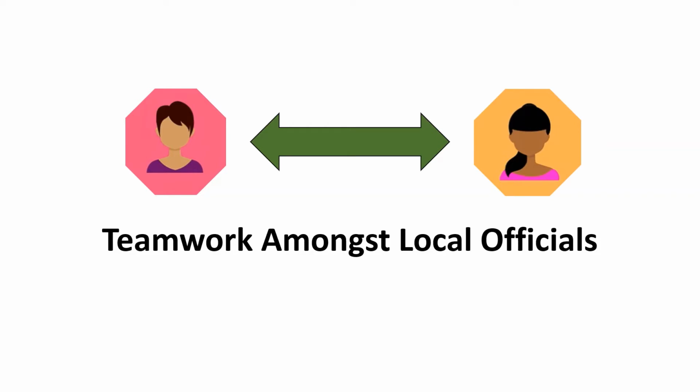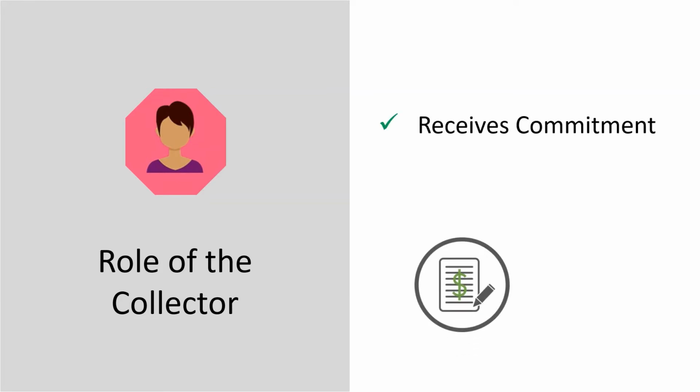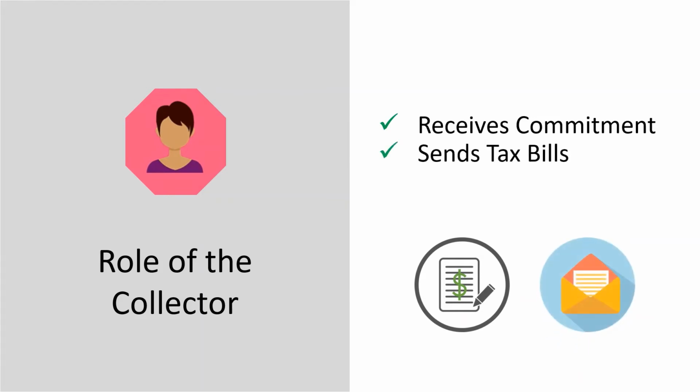Let's look at just a few of the responsibilities of other local officials. The tax collector is responsible for billing and collecting all taxes committed by the assessor. As mentioned, the collector receives the tax commitment from the assessor, sends bills to taxpayers, and collects corresponding payments. In some communities, the collector collects not just taxes, but all accounts due to the municipality, such as water and sewer bills.